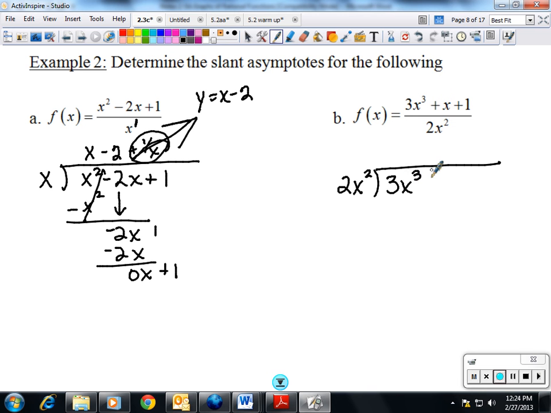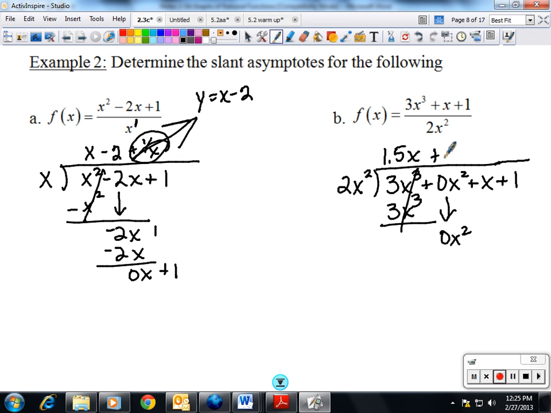Oops, what am I missing? I've got to put a 0x squared in. Alright, what do you have to multiply by 2 to give you 3? You can't have decimals? They're okay. 1.5. 1.5 times 2 is 3. Gone.